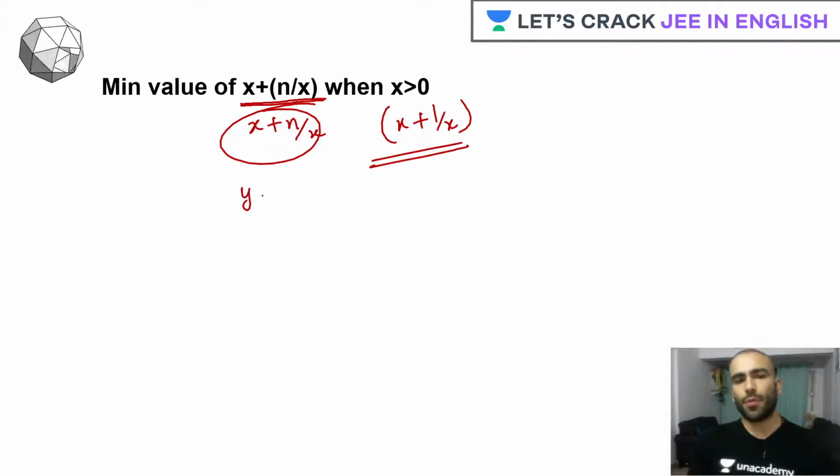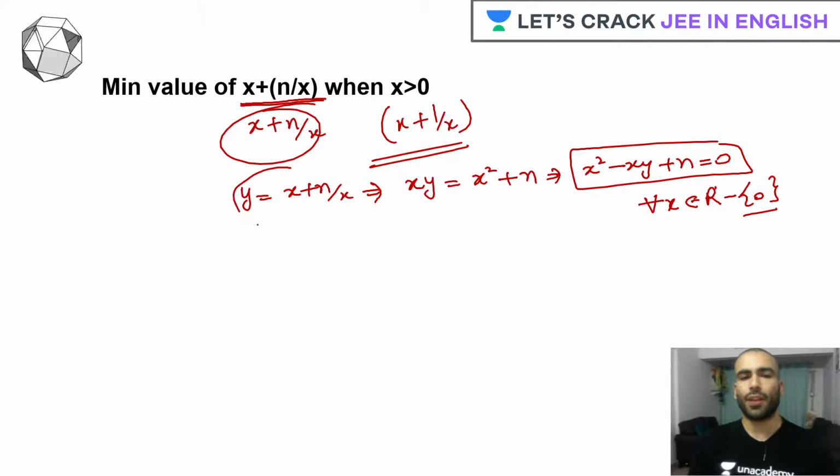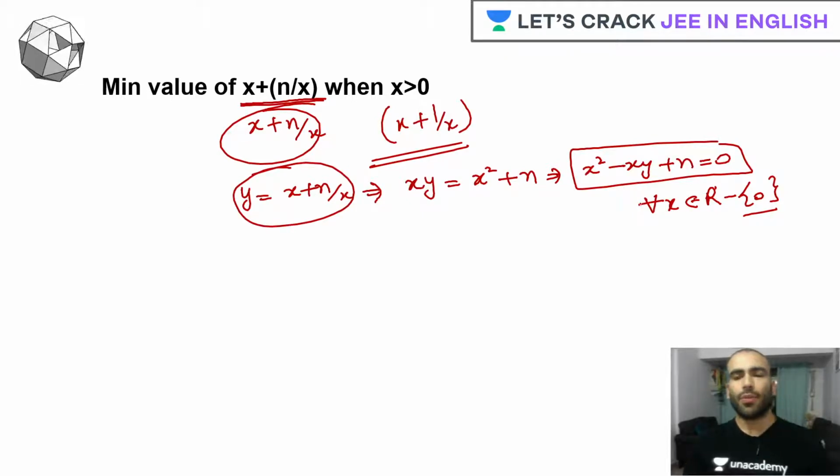Let's assume that y is equal to x plus n by x. Let's cross multiply. So what do we get? xy is equal to x square plus n. Now can you see that this looks like a quadratic in x? Correct? Now this is true for all values of x belonging to real numbers minus 0, because this function is not defined at 0. For that, this quadratic should have real roots. To have real roots, the discriminant b square minus 4ac should be greater or equal to 0.